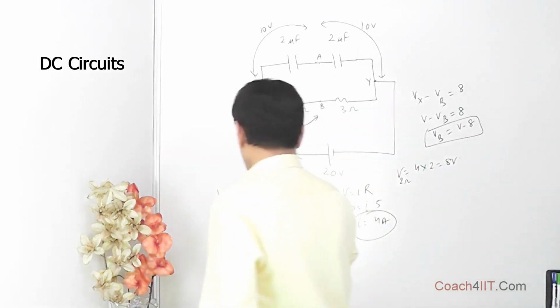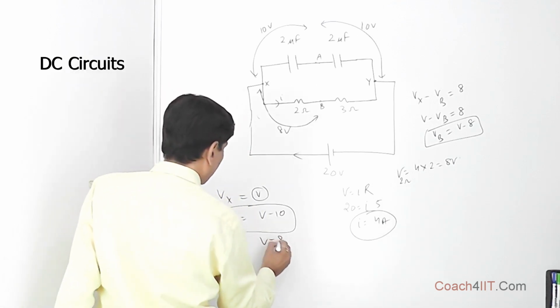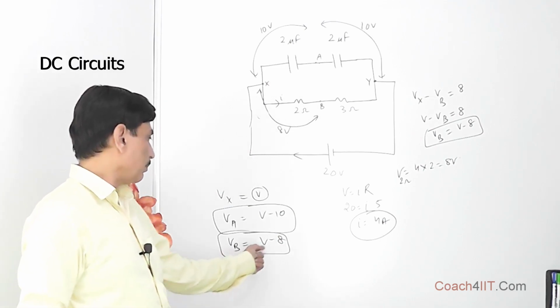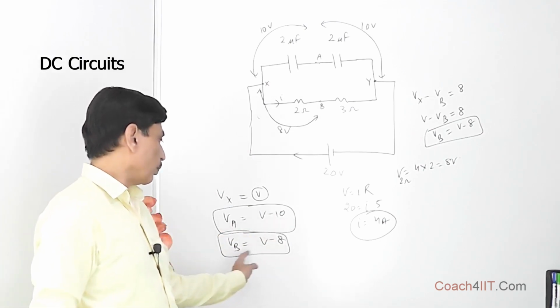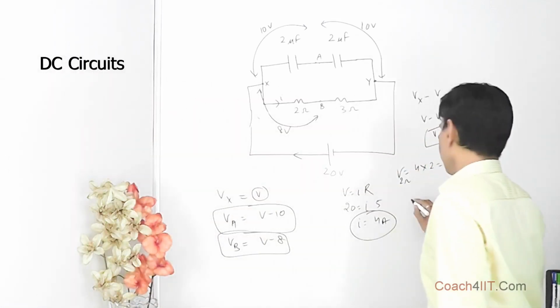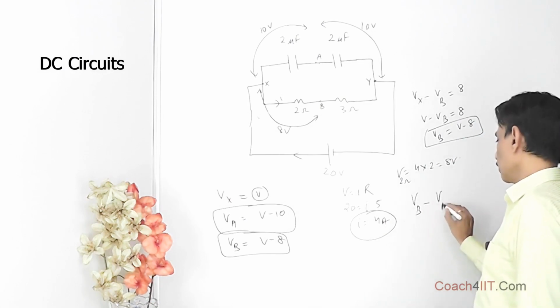So we write it over here: Vb is equal to V minus 8. And over here we can easily see Vb is V minus 8, Va is V minus 10. So Vb is greater than Va. So Vb minus Va, if you are interested in finding the potential difference, we clearly see that the potential of B is greater than the potential of A.